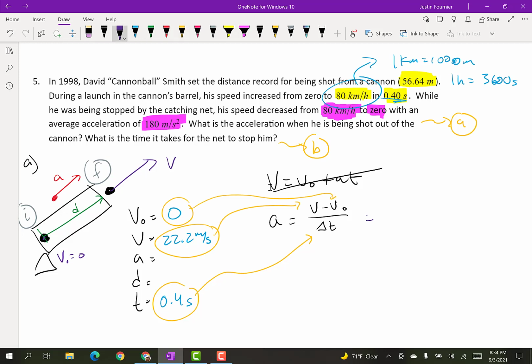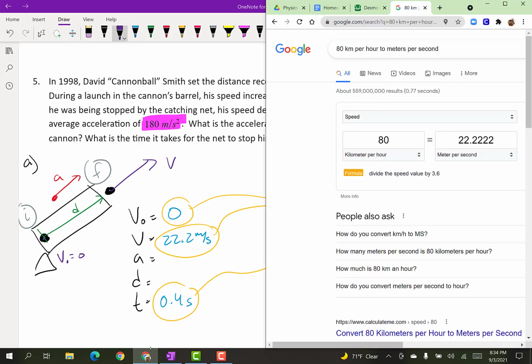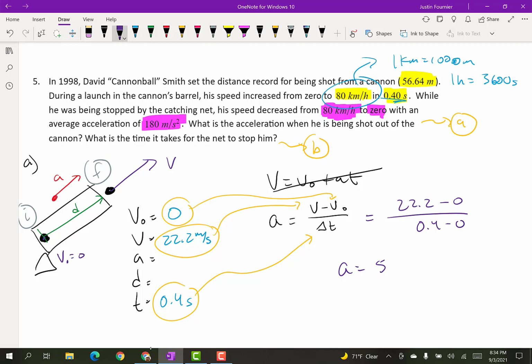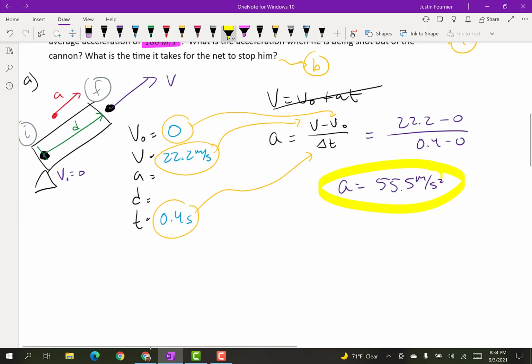Where my final velocity is this, and then my initial velocity is 0. So I can plug all that in. That's going to give me 22.2 meters per second minus 0, divided by 0.4 seconds minus 0. And I get my acceleration. It's just 22.2 divided by 0.4. So I can go here, 22.2 divided by 0.4, and I get 55.5. So 55.5 meters per second squared, which is quite a bit of acceleration to endure. So that's quite the feat.